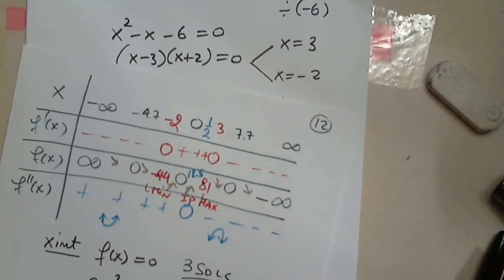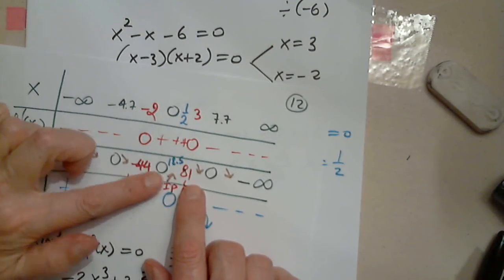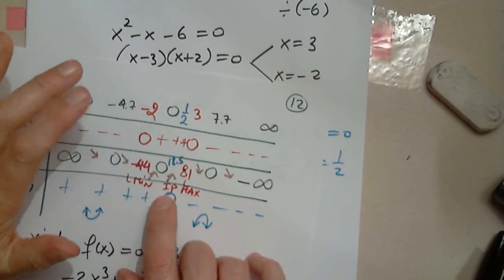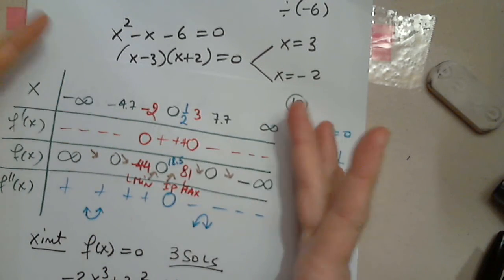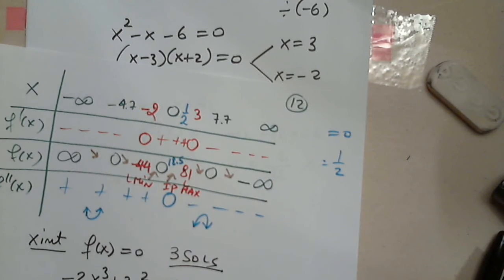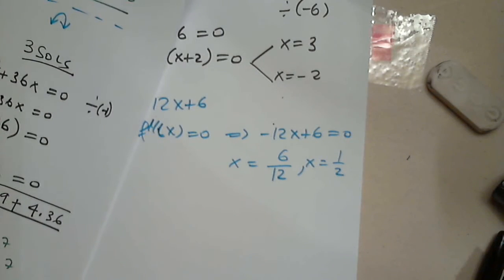So I'm having some difficulties here with 81 and -44. So I'm going to use a different unit for the y-axis than for the x-axis because of these big numbers.